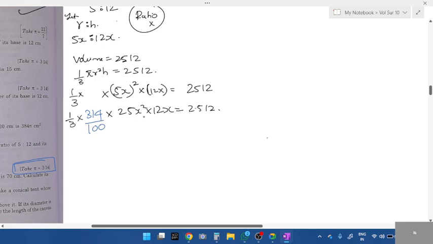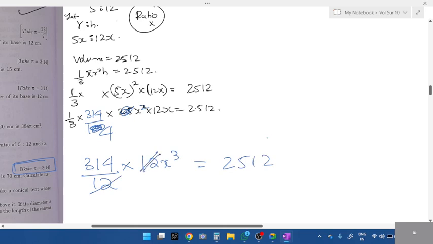Which one gets cancelled? Can you tell me the calculation? 25 and 100, right? How many times? 4. Okay, let me write it. Later you can copy. We have 314. 3 fours are 12. What is x square into x, students? x square into x is x cube. 12 and 12 get cancelled. So what is left? x cube is equal to 2512 divided by 4. Cancel this. There is a cube root. It's a cube root question.